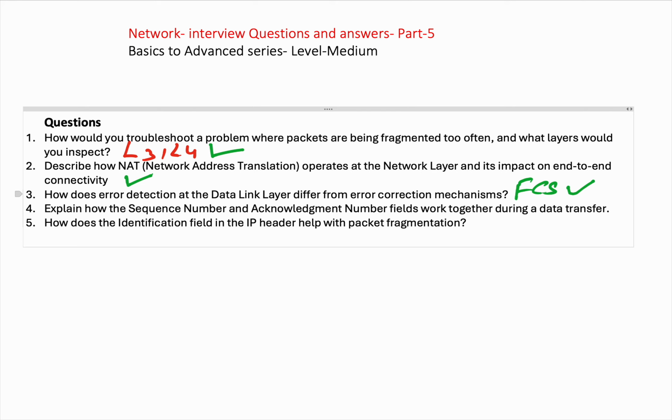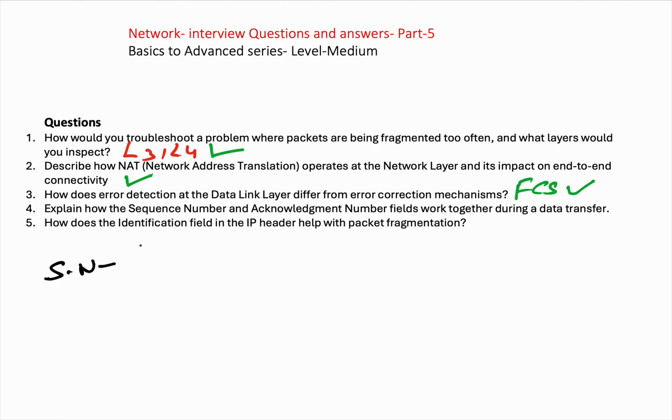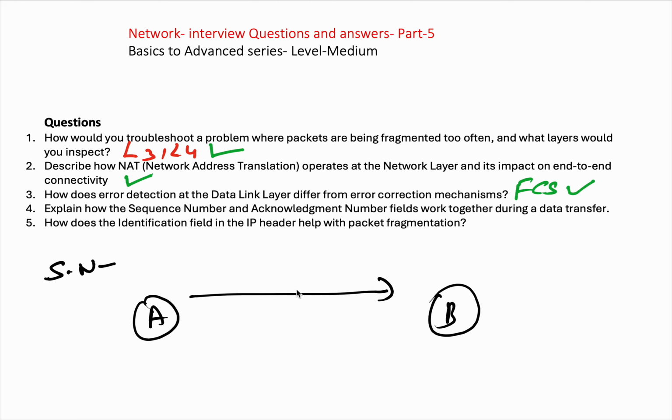Just to bring it down a notch and understand the basics, the sequence number indicates the position of your first byte of data, right? The acknowledgement number indicates the next expected byte. So for example, this is A, this is B. I have a sequence number, right? I am sending packets from 1 to 100. So my sequence number right now is 100, right?